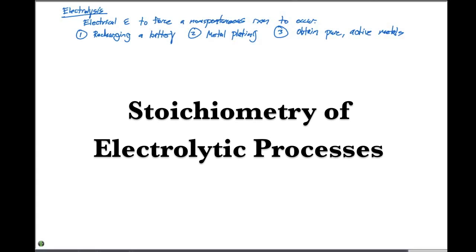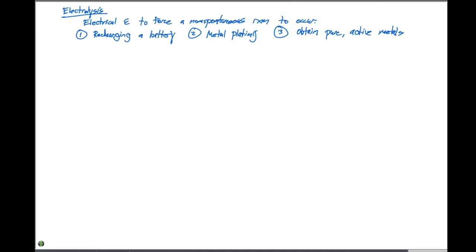We're going to look at many types of problems involving electrolysis, and a lot of it comes back to stoichiometry and these conversion factors. So let's look at the stoichiometry of an electrolytic process. And I'm going to go through several examples of this and try to highlight some key points for you guys.